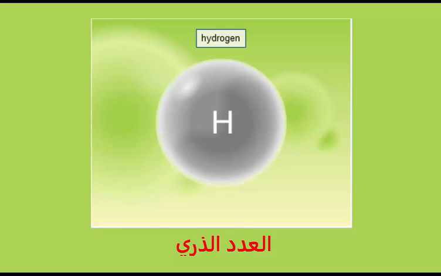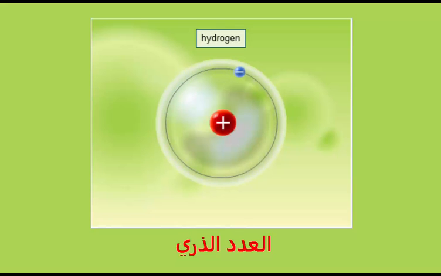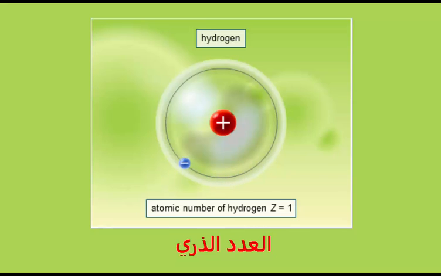The hydrogen atom is the simplest existing atom. It is made up of a nucleus consisting of one proton and one electron. Thus, the atomic number of this element is 1. Note that the hydrogen nucleus is exceptional as it does not contain any neutrons.